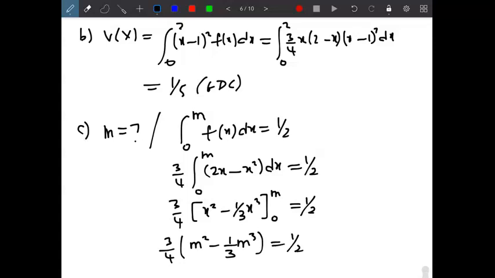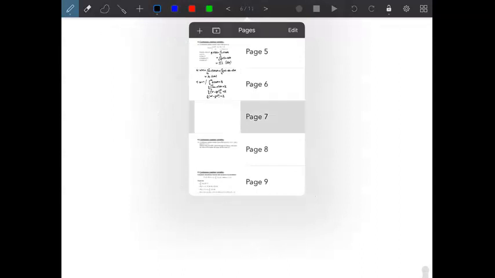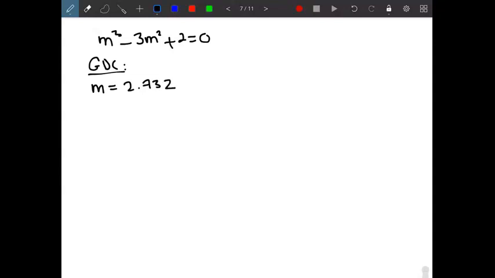Now expanding and simplifying that expression, we end up with this cubic equation, m cubed minus 3m squared plus 2 equals 0. Now, using your GDC polynomial solver, we end up with 3 roots, m equals 2.732, or m equals 1, or m equals negative 0.732.